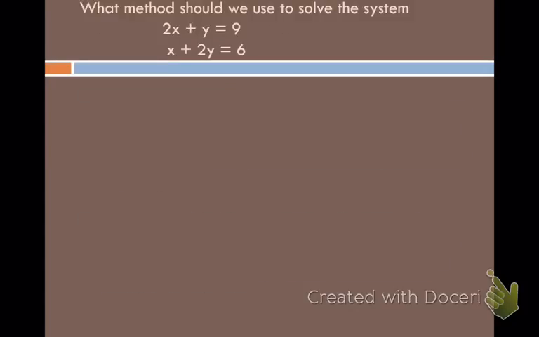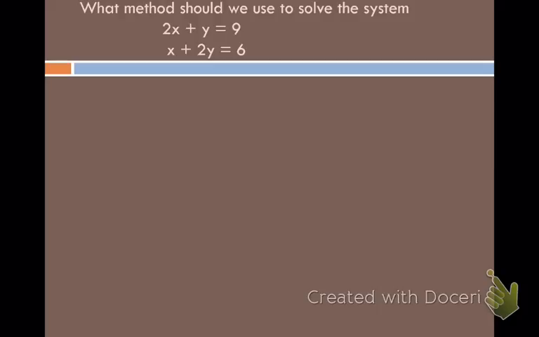First things first, what method should we use to solve the system? We've been talking a lot about this already. In this system, which is not in your notes, we can talk real quick. Which method, graphing, substitution, or elimination, would you want to use to solve this system?